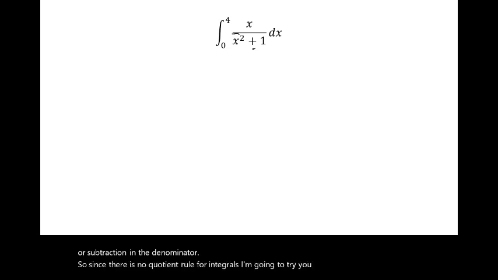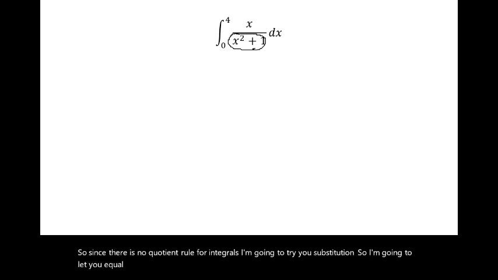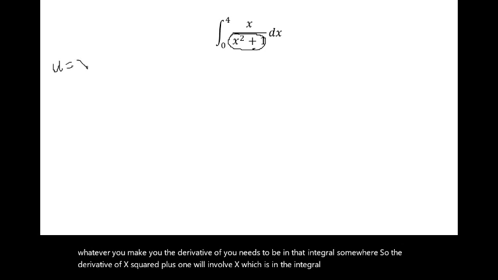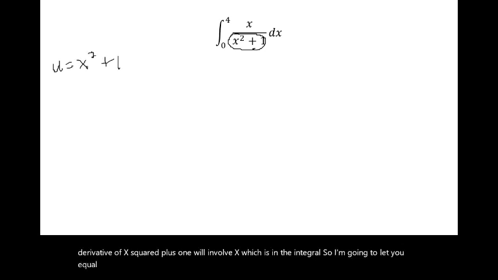So I'm going to let u equal the denominator. No, there's no composition here. But remember, whatever you make u, the derivative of u needs to be in that integral somewhere. So the derivative of x squared plus 1 will involve x, which is in the integral. So I'm going to let u equal that denominator, x squared plus 1.